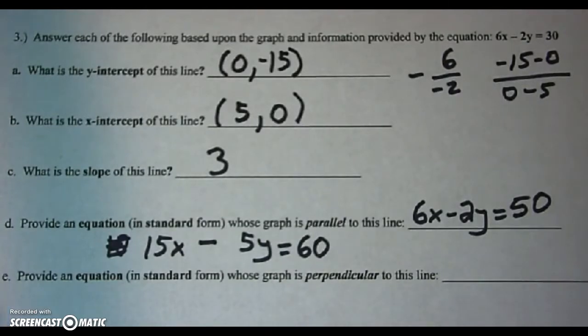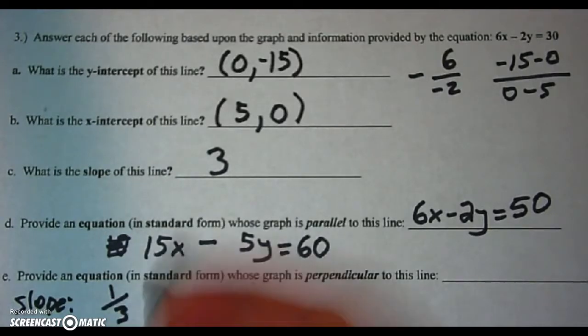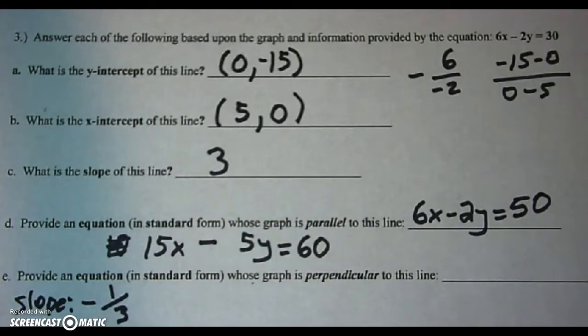Okay, let's get to the final question in number 3, and that is E, and it says perpendicular. Our slope is 3. Perpendicular slope, we have to change. Perpendicular line, we know we have to change it to a negative reciprocal of that slope. So negative reciprocal, we got to flip it. And since this is positive, we want to make it negative. Okay? So there we go. We have a negative 1/3.